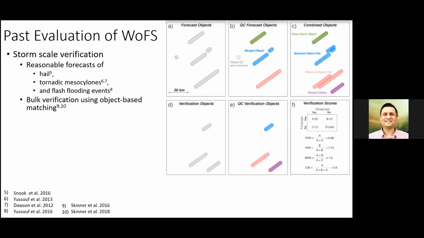So the Warn-on-Forecast system has been evaluated in the past and has been shown to create reasonable forecasts of hail, tornadic mesocyclones, and flash flooding events. And for bulk verification methods, and this is when you're looking at a lot of storms over a lot of cases, WoFS has been evaluated using an object-based method.